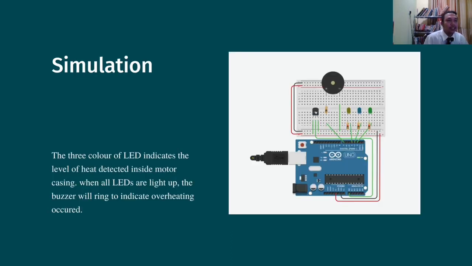Lastly, I will simulate the heat sensing unit. So as I increase the temperature here, there are stages where the LED will light up, and eventually if I put it on max, all the LEDs will light up and the buzzer will ring.